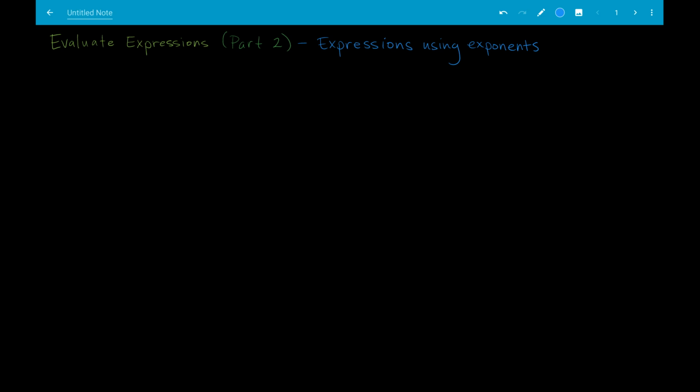In this video, we'll continue talking about evaluating expressions, but expressions using exponents. So first we need to know what a power is. A power is an expression that represents repeated multiplication of the same factor. For example, 81 is a power of 3 because 81 is equal to 3 times 3 times 3 times 3.